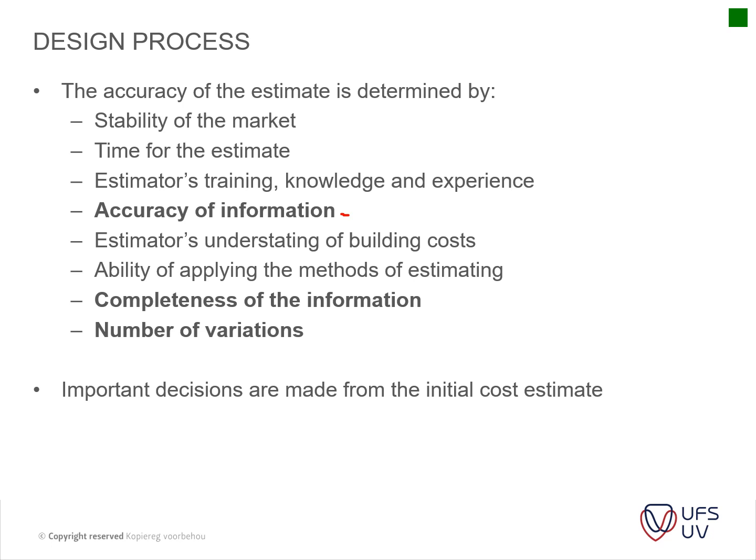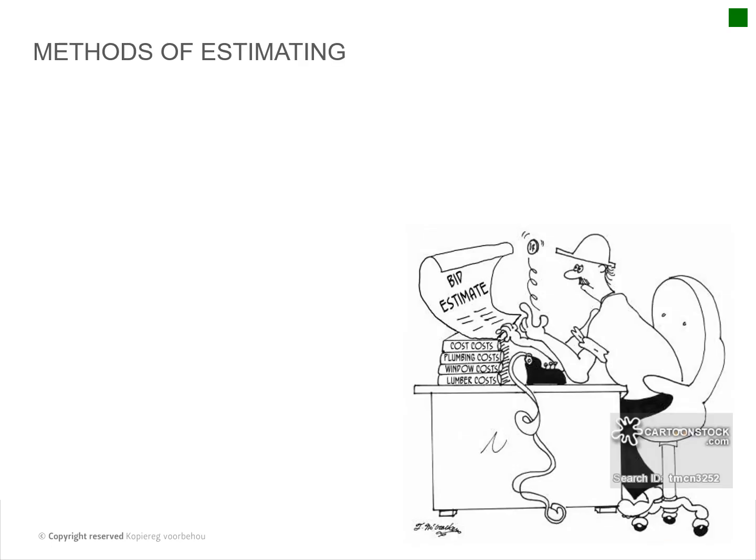Important decisions are made from the initial cost estimate. Yeah, like I mentioned. Okay, then we've got our methods of measurement. So I've looked at this. This is straightforward. Remember, we've got 9 different estimation methods.